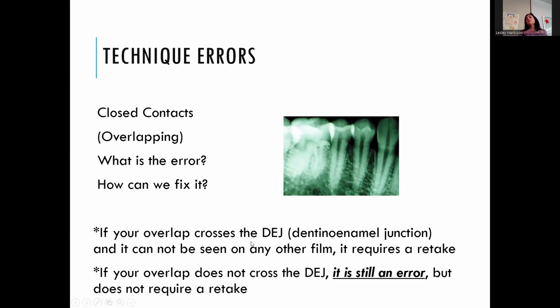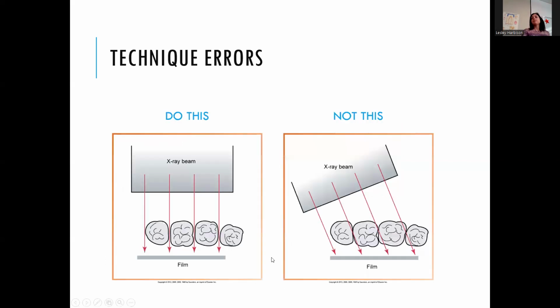If your overlap crosses the DEJ, the dento-enamel junction, and this clearly does, and it cannot be seen in any other film, it requires a retake. But if it can be seen in another film, you don't have to retake that film. So if you have that contact somewhere, then you're good. If your overlap does not cross the DEJ, it is still an error, but does not require a retake. So this, but not this, for horizontal angulation error.